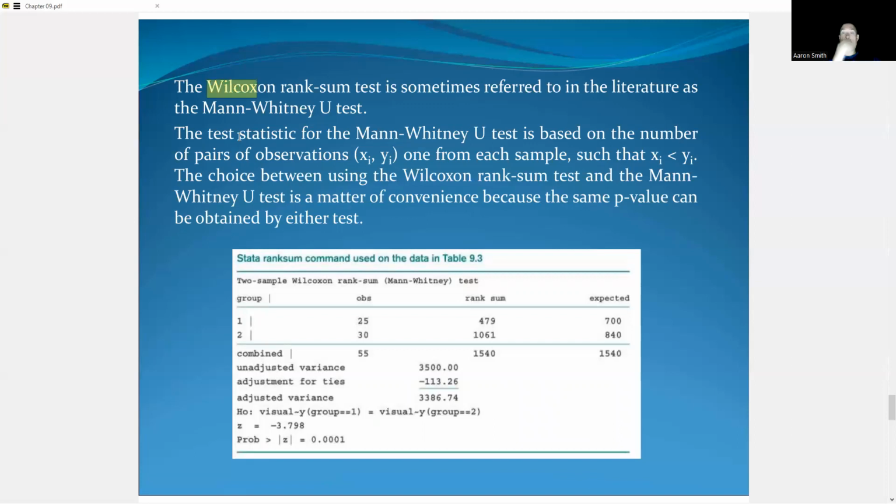All right, so the test statistic for the Mann-Whitney U test is based on the number of paired observations, one from each sample, such that one population is less than the other. And the choice between using the Wilcoxon rank sum test and the Mann-Whitney U test is a matter of convenience. Usually you get about the same result either way. Overall, though, in general, you will reject the null hypothesis more frequently with parametric tests than you will with non-parametric tests. So with non-parametric tests, you are more prone to failing to reject the null hypothesis.